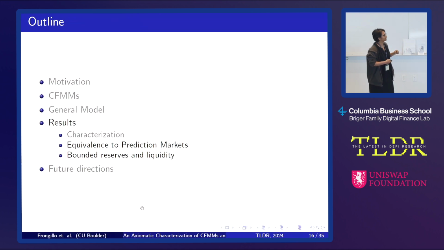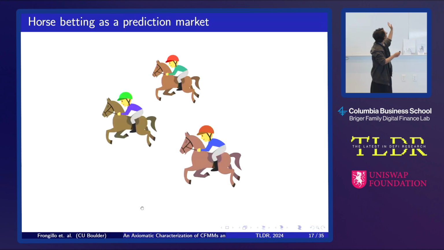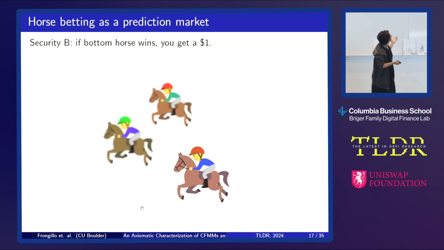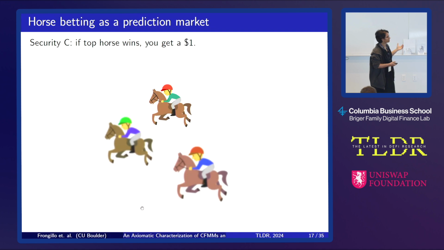So moving on to the second result, I'm going to talk about how these are equivalent to prediction markets. Before that, let me introduce briefly what prediction markets are. Let's say you have a horse race, and you want to create a market that allows bets on these horses. The way you would do that is to create one security for each horse winning. So let's say security A: if you hold one security A, you're going to get $1 if the left horse wins and 0 otherwise. And similarly, since it's an Arrow-Debreu market, you create one security for each of the horses because you want the set of securities to be exhaustive and mutually exclusive.